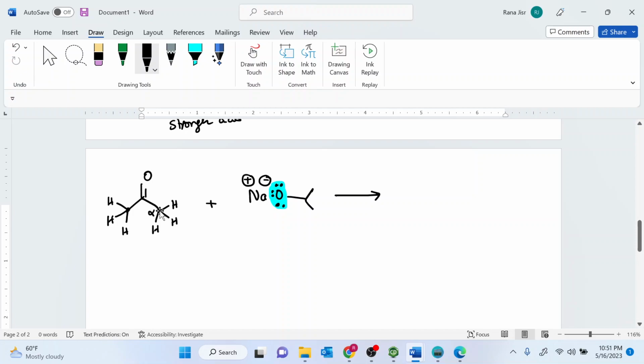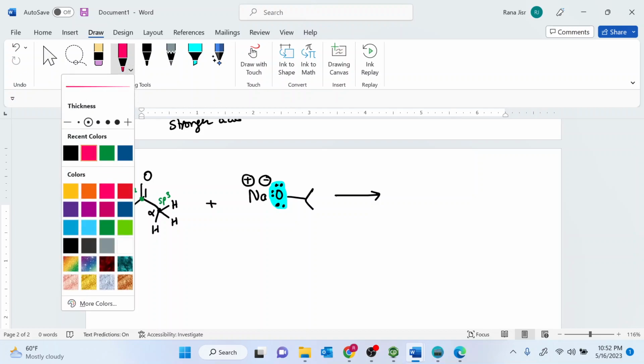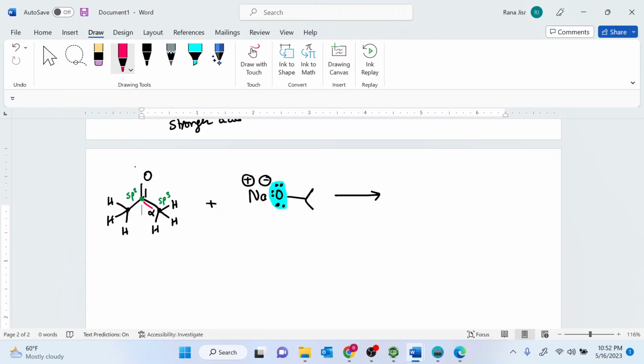And this alpha carbon is an sp3 hybridized carbon. However, this sp3 hybridized carbon is connected to an sp2 hybridized carbon. By definition, an sp2 hybrid carbon is more electronegative. So if I want to draw the pull of electrons, or the direction of polarization, it's going to be from the sp3 to the sp2. This is how the pull of electrons is happening in there.